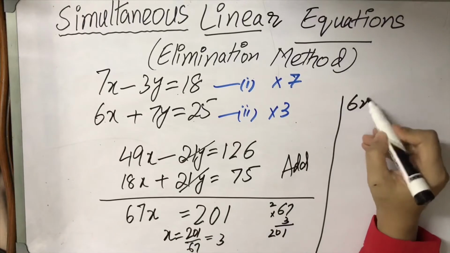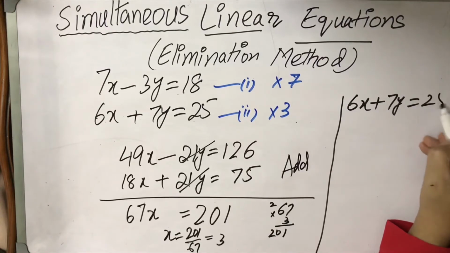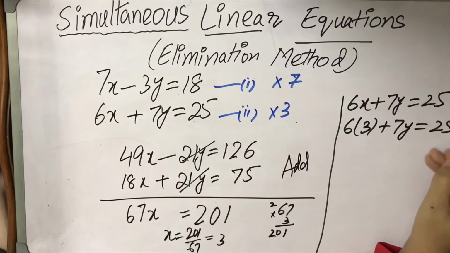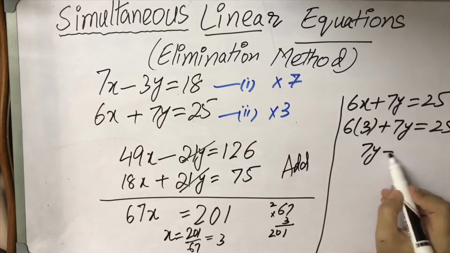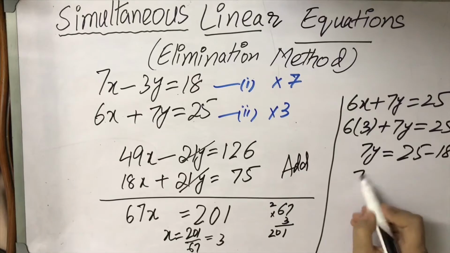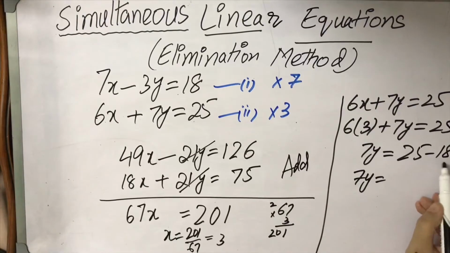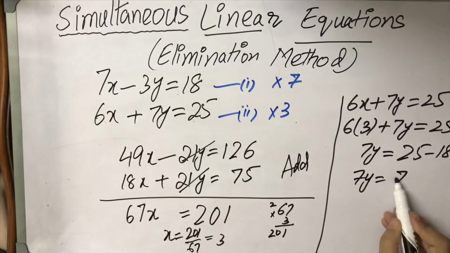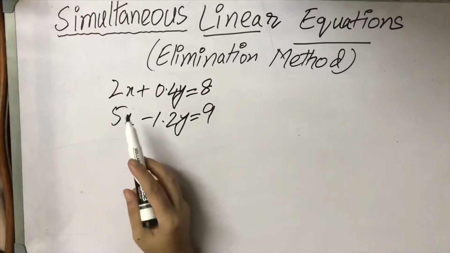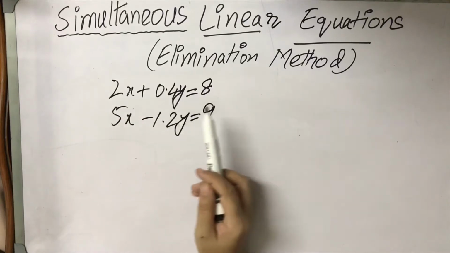This time I am going to put it in equation 2. The value of x is 3. Take this 6 3s are 18 to the other side. This is positive here, on the other side it's negative. 7y equals 25 minus 18, 7y equals 7. Y will be 7 over 7, y equals 1. The pair will be (3, 1).